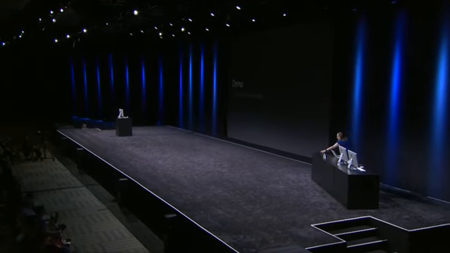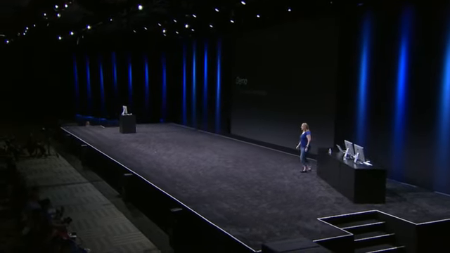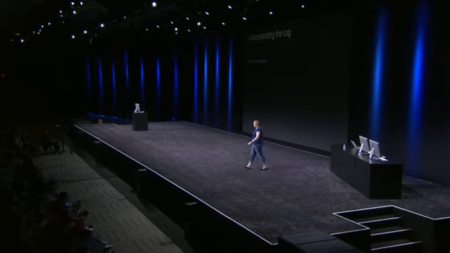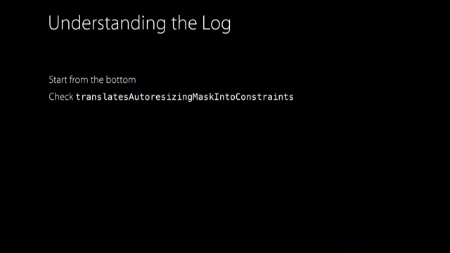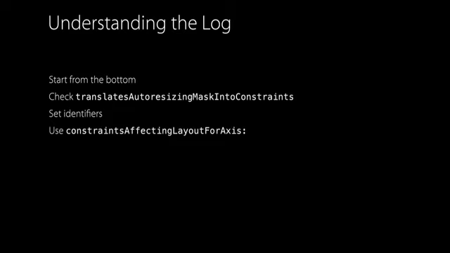So where are we with this log? Start from the bottom. Finding the constraint that was broken gives you a lot of information about why it was broken. Check translates auto-resizing mask into constraints first. It is the culprit in many situations. Set identifiers on both your constraints and your views. And finally, if the log is just too complex, go for constraints affecting layout for axis to narrow it down.